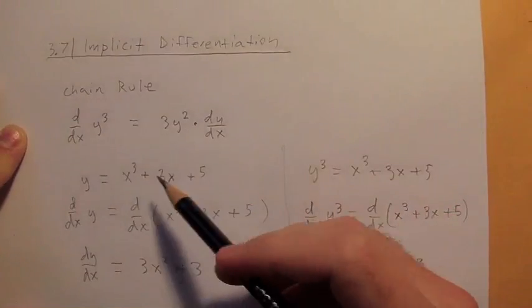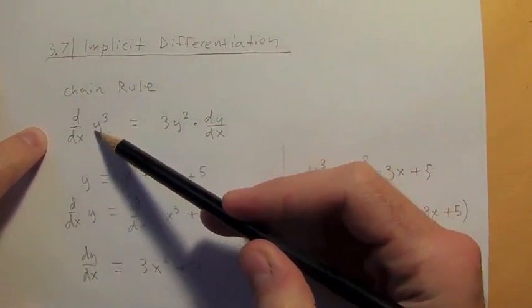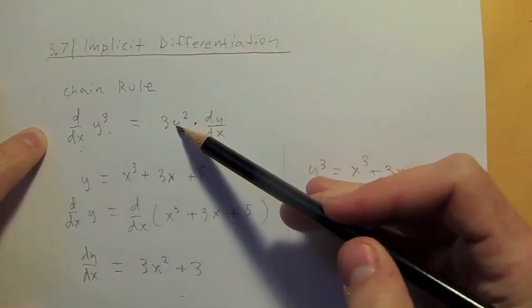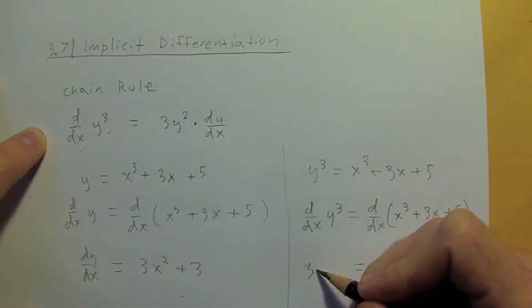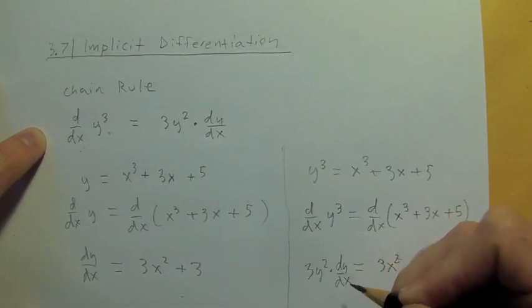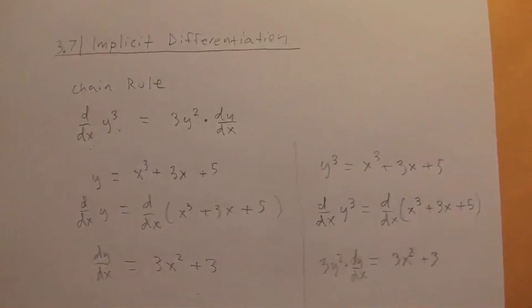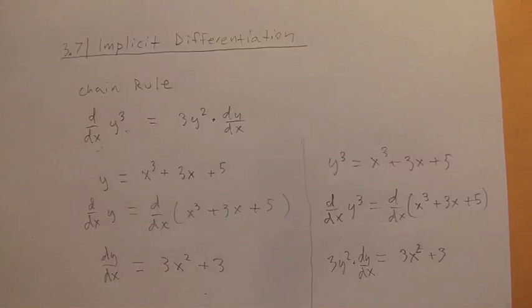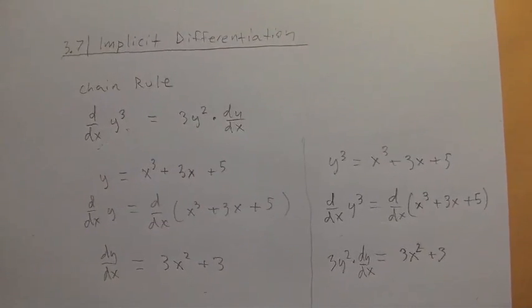And on this side, well, we use what we know from the chain rule, that the derivative with respect to x of y cubed, note here that they don't match. From the chain rule, we have that this is 3y squared times the derivative of y. Okay, and this is essentially how implicit differentiation works. It's when you have y's in your expression as well as x's, and you have to take the derivative of everything.